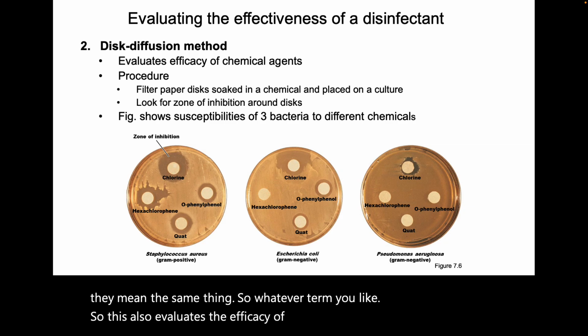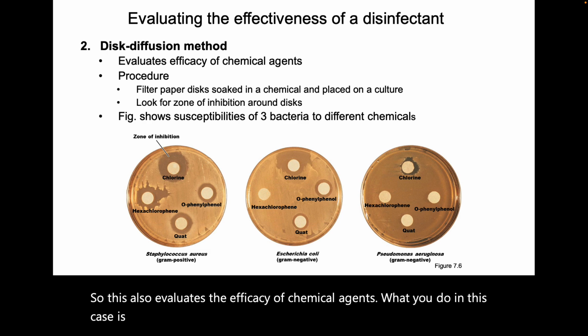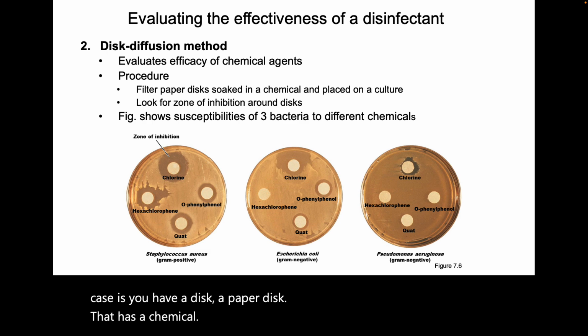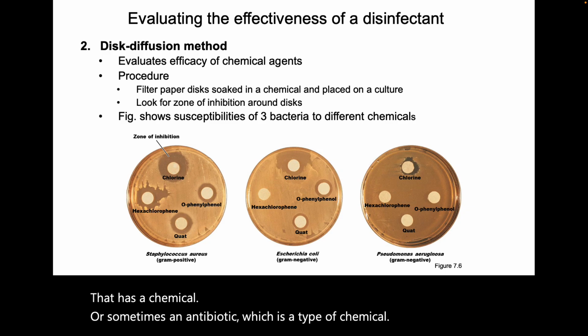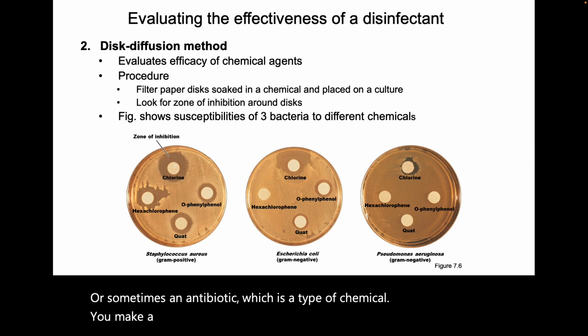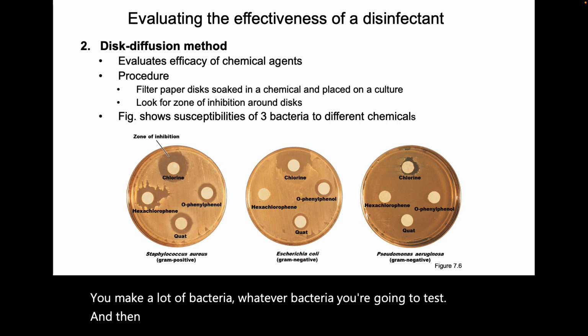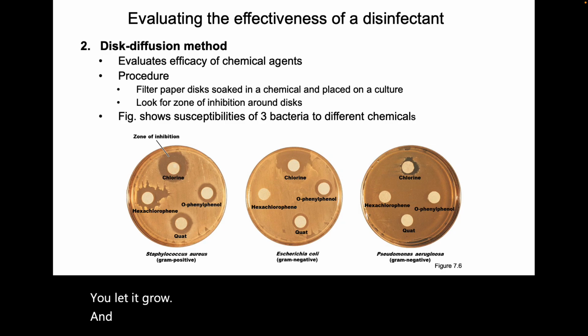What you do in this case is you have a paper disc that has a chemical, or sometimes an antibiotic, which is a type of chemical. You make a lawn of bacteria, whatever bacteria you're going to test, and then you put that disc on top of where you spread the lawn. You let it grow, and what you're looking for is this area around the disc that shows no microbial growth.